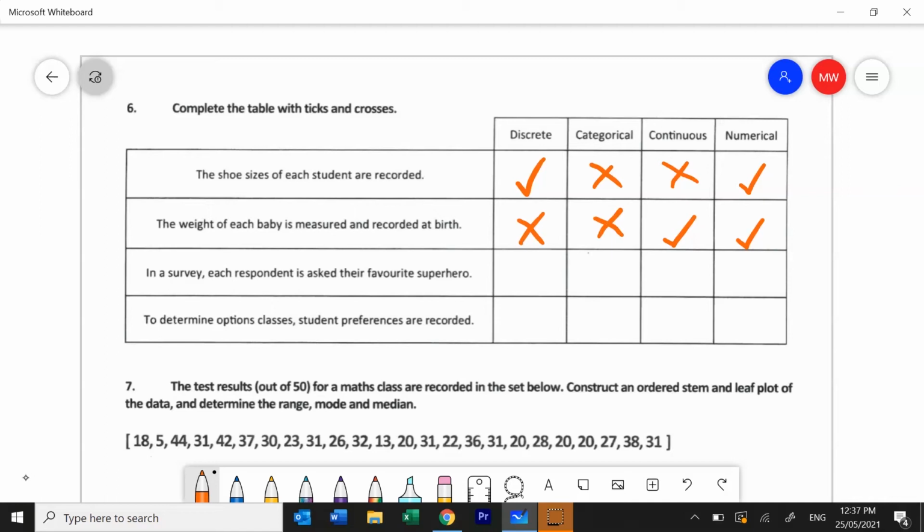The next one we've got, in a survey, each respondent is asked their favourite superhero. We're asking individuals, so it's discrete. And superheroes aren't numerical, so they can be dropped into categories, making them categorical, not continuous or numerical. And similarly, to determine options classes, student preferences are recorded. We're asking individuals for their favourite subject, which is categorical. There's no numbers.